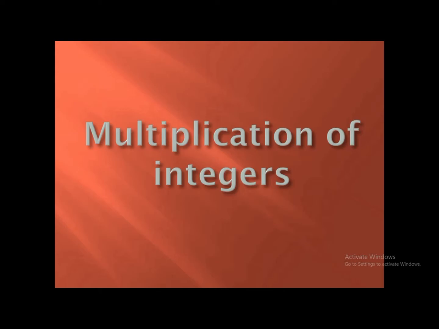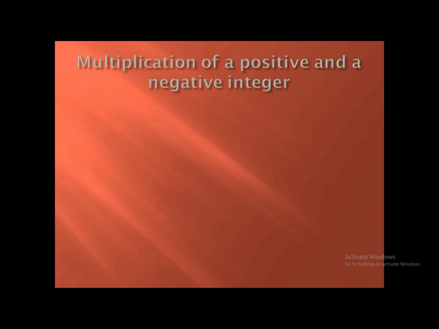Multiplication of a positive and a negative integer. Here is the rule for it. While multiplying a positive integer and a negative integer, we multiply them as whole numbers and put a negative sign before the product. We can write it as, for any two integers a and b, a into minus b equal to minus a into b equal to minus a into b. If the integers are of different sign, its product will be negative.